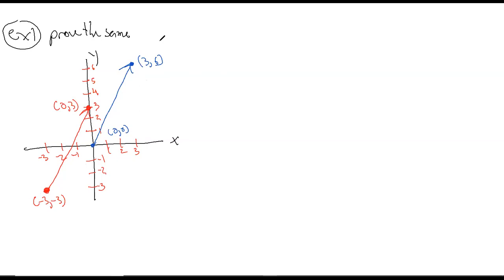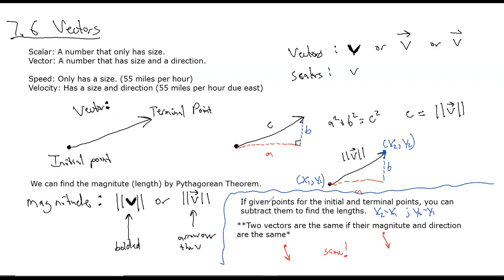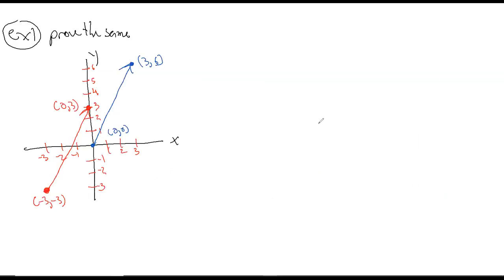So to prove these two vectors are the same, we have to do the very last thing that was mentioned on the last page. Two vectors are the same if their magnitude, in other words their length, and their direction are the same. Why do I have a blank page? That was weird. I must have hit the plus page button.